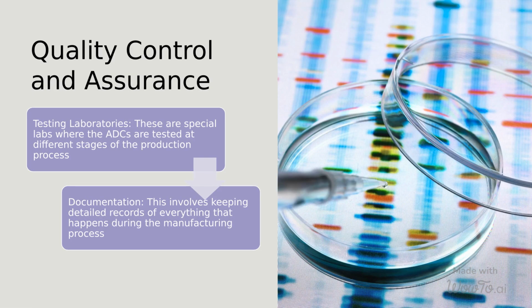Quality control and assurance. Testing laboratories. These are special labs where the ADCs are tested at different stages of the production process. This is to ensure that the ADCs are of high quality and are safe to use. Documentation. This involves keeping detailed records of everything that happens during the manufacturing process. This is important for tracking the production of each batch of ADCs and for showing that the manufacturing process complies with regulations.